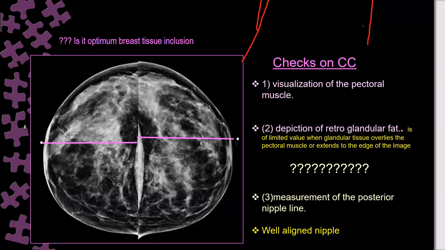So what can we do in this case? Extended lateral? No. How to make sure to put the nipple in profile? Is it accepted or not accepted? How can I evaluate it? Here the pectoral is not optimum, I consider it not seen, and the posterior retromammary fat is not applicable. So in this case, I will go for the posterior nipple line. If it is within one centimeter, comparable with the MLO, I will pass it. If it is more than that, I will repeat.